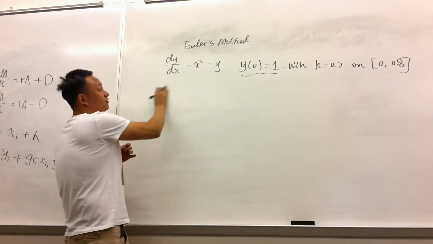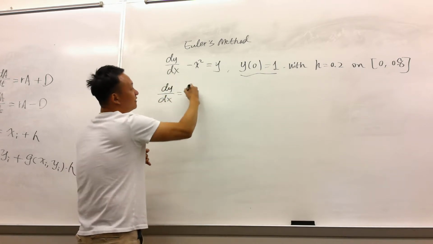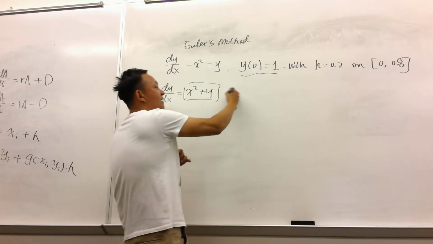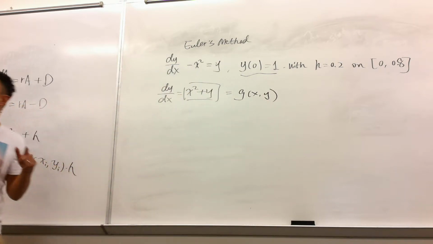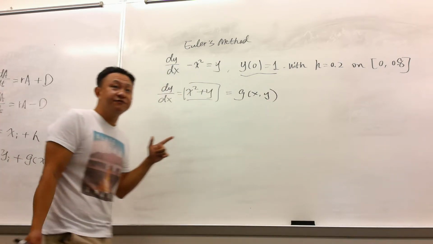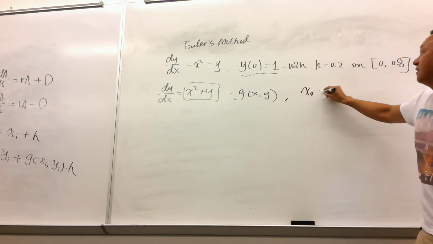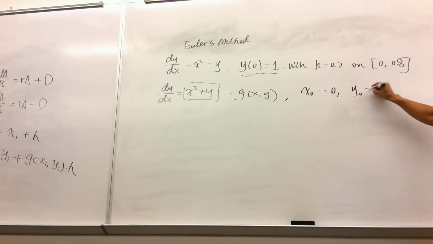First you need to rewrite this as dy over dx equals, moving it all to the right-hand side. So this, x squared plus y, is your g of x, y. That's the very first step. And then what else do you need, guys? You need the initial value for x, which is 0, and the initial value for y, which is 1.